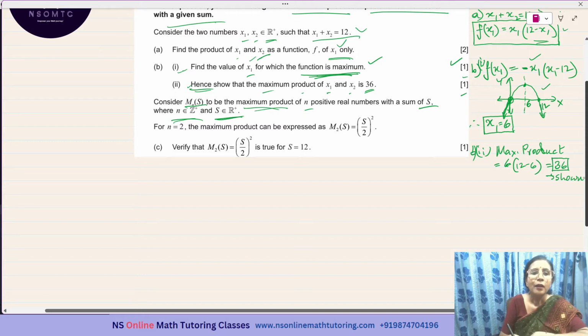For n equal to 2, the maximum product can be expressed as M2 of S equal to (S over 2) whole squared. Okay, this is given.